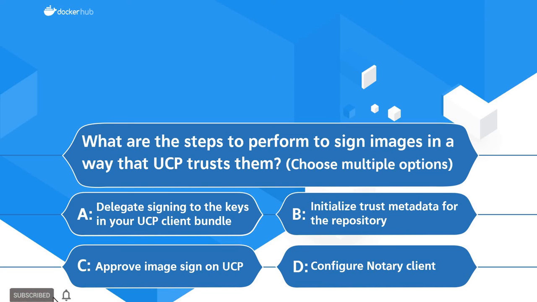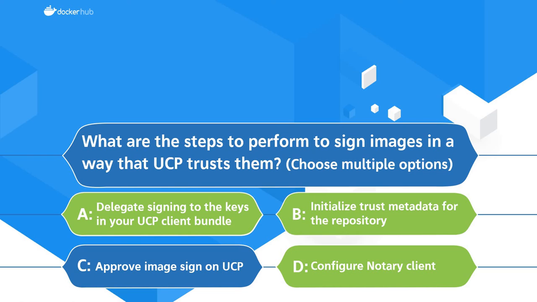And the correct answer is A, B and D. Delegate signing to the keys in your UCP client bundle. Initialize trust metadata for the repository and configure notary client.